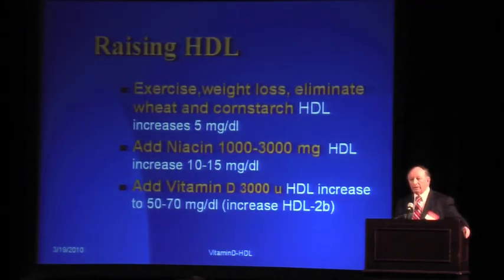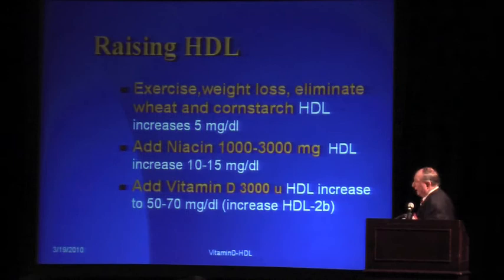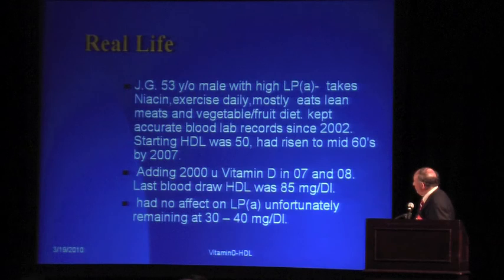Now, how do we raise HDL? Well, we can raise HDL by exercise, weight loss, eliminate wheat and cornstarch in your diet. If you do that, you can increase your HDL by about 5 milligrams per dL. If you add niacin, anywhere from 1,000 to 3,000 milligrams per day, you can increase it by 10 to 15 milligrams per dL. If you add vitamin D, on the average of 3,000 per day, you can actually increase your HDL to 50 to 70 by increasing the HDL-2B, the better type.